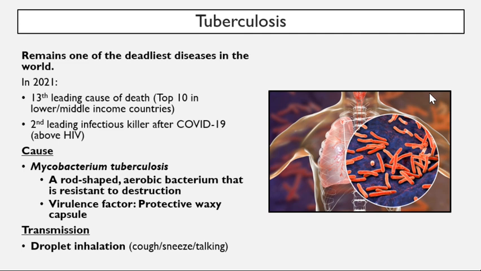Mycobacterium. So mycobacteria are weird because they have mycolic acids on the surface, which is a very waxy substance. Because of that, they're very hard to remove by the immune system. So it's a very deadly disease. In 2021, it was the 13th cause of death, top 10 in lower middle income countries, and the second leading infectious killer after COVID, but above HIV.